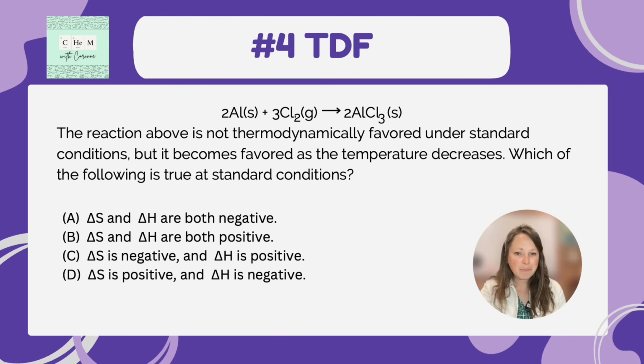All right, let's look at an example. So this reaction is not thermodynamically favored under standard conditions, but it becomes favored as the temperature decreases. Which of the following is true at standard conditions? So we have to think back to what is favored. We know we want a negative delta G. So under normal conditions, this would give us a positive delta G. But as the temperature decreases, then it's actually favorable.